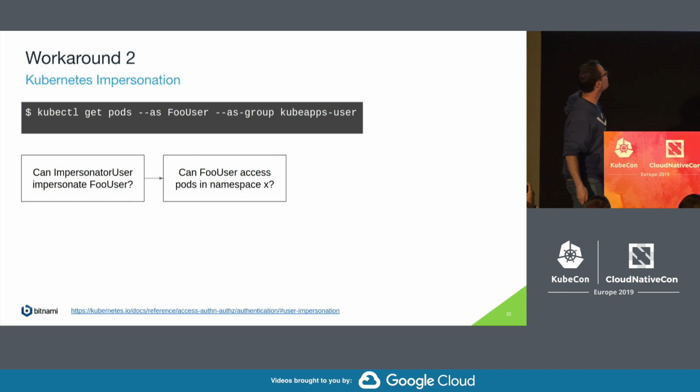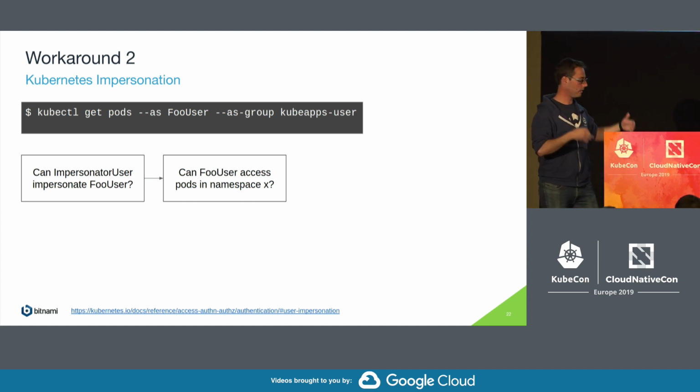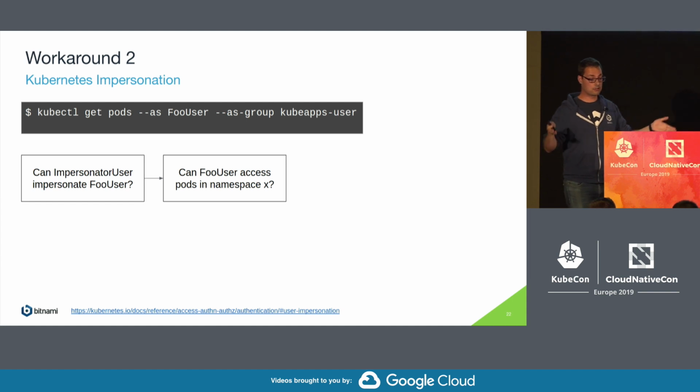Impersonation is a built-in feature in Kubernetes that basically allows any user to act on behalf of another one. So you can do things like kubectl get pods as foo user, and then on the API server side, a set of authorization checks will happen. The first one is, can the impersonator user impersonate the foo user? Sure. And then, can the foo user access pods? Because that was the initial command.